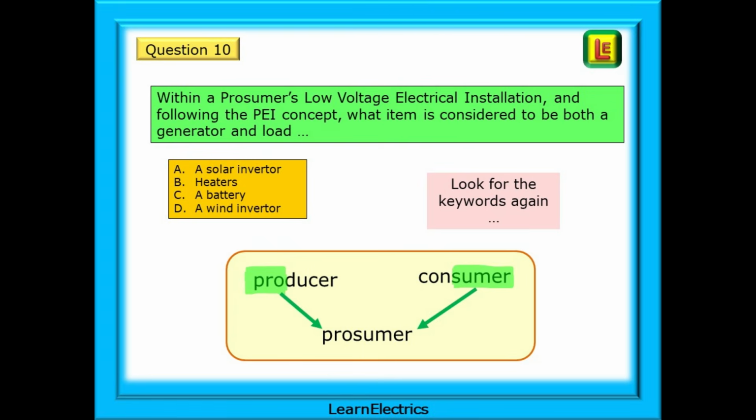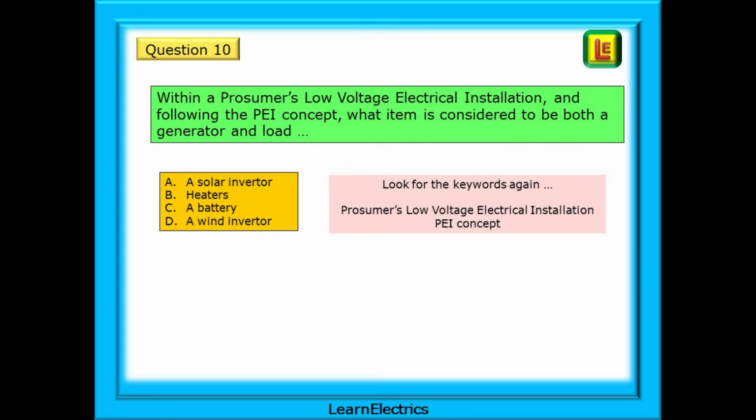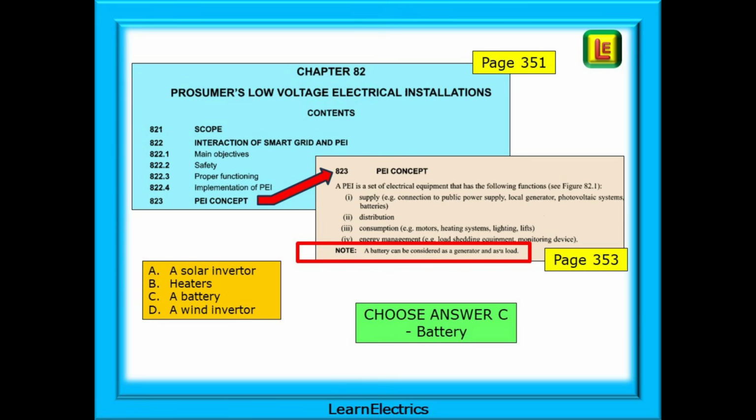Look for the keywords again. The keywords here are prosumer's low voltage electrical installation and PEI concept. Back to page 3, the contents page, and find where the answer will be. We can find part 8 and prosumer, and this sends us to page 352. But go back one page to page 351, the chapter 82 contents page, and now we can see the other keywords: PEI concept, regulation 823.